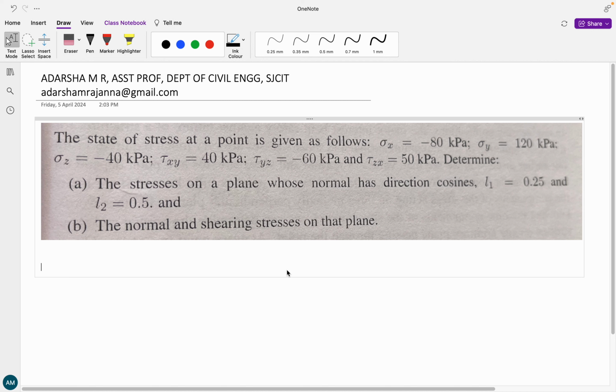The problem states that the state of stress at a point is given by sigma x is minus 80 kilopascal, sigma y is 120, sigma z is minus 40, tau xy 40, tau yz minus 60, tau zx 50 kilopascal. Determine the stresses on a plane whose normal has direction cosines L1 0.25, L2 0.5, and the second thing you have to determine is the normal and shearing stresses on that plane.